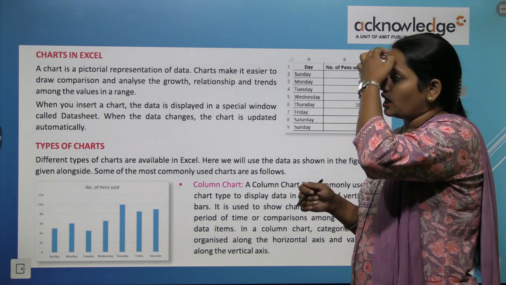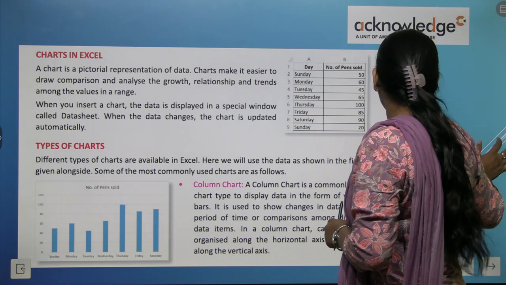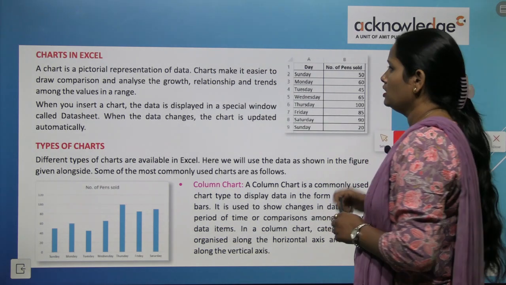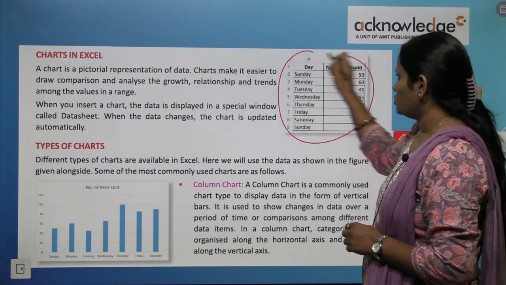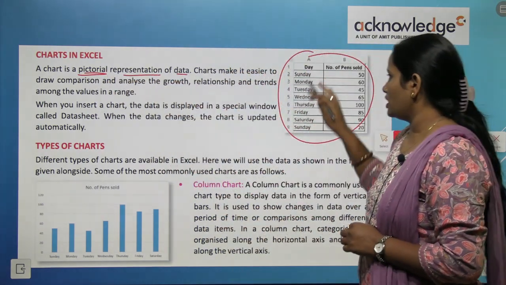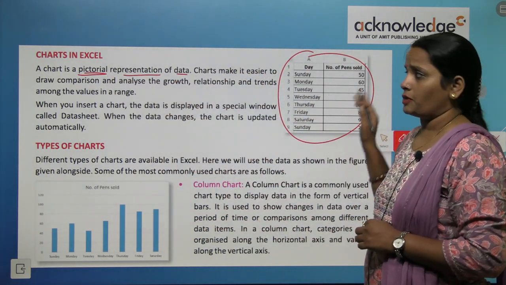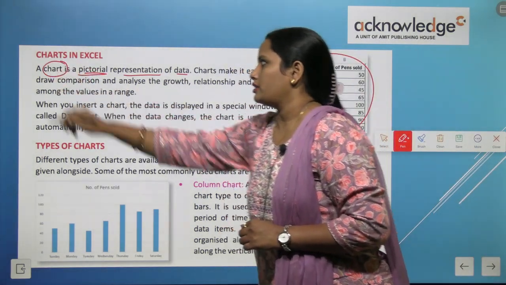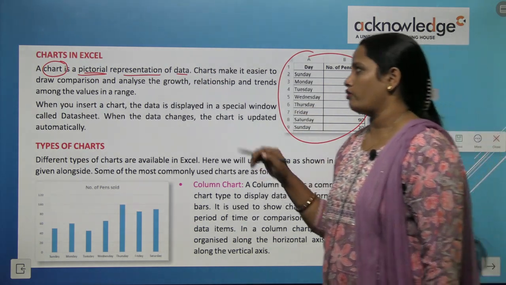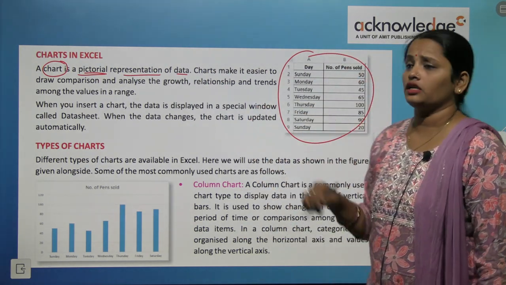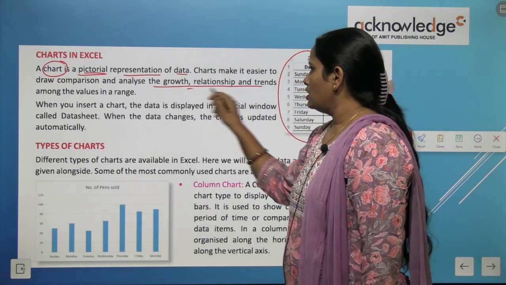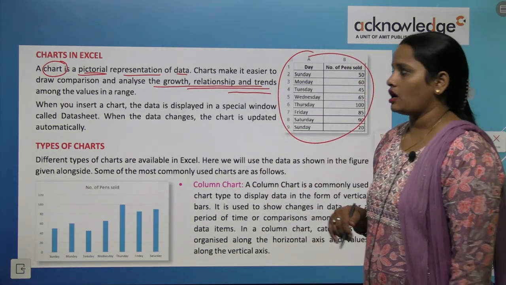A chart, what is a chart? Let's read. A chart is a pictorial representation of data. Means this is a chart. So in picture form we represent the data. The data is organized and represented in a picture form, that is called a chart. Charts make it easier to draw comparison and analysis of relationships and trends among the values in a range. So all these things are the benefits of making charts.